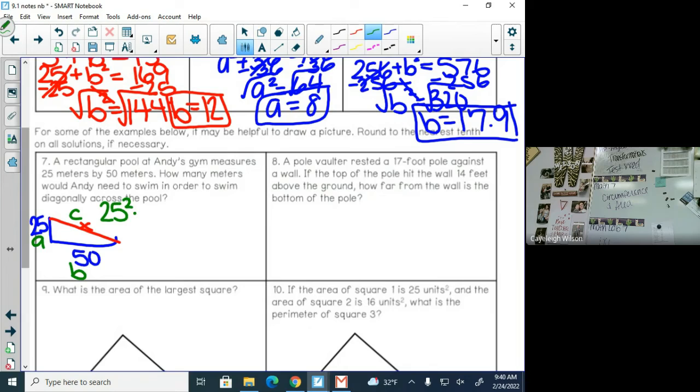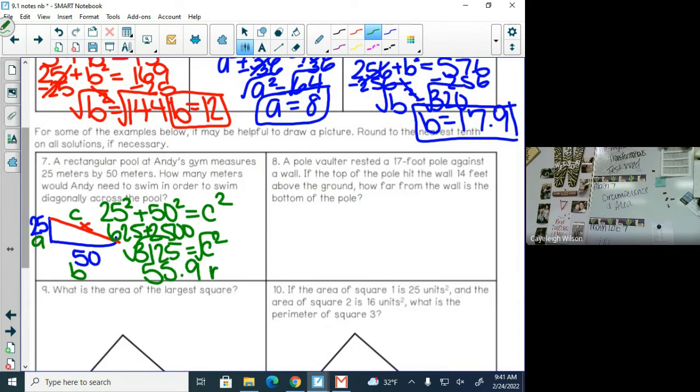So 25 squared plus 50 squared equals C squared. So 25 squared is 625. 50 squared is 2500. Add them together. So that's 3125 equals C squared. And then I'll square root that. And it looks like we have to swim 55.9 meters. Is that what I said? You said 50. Sorry, I wrote 55.9.